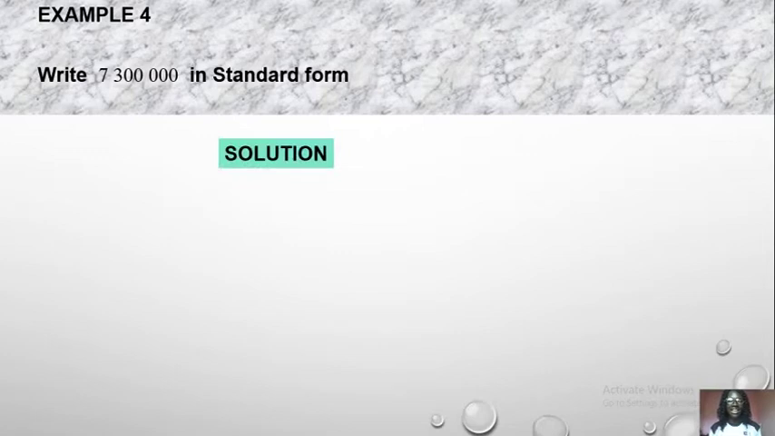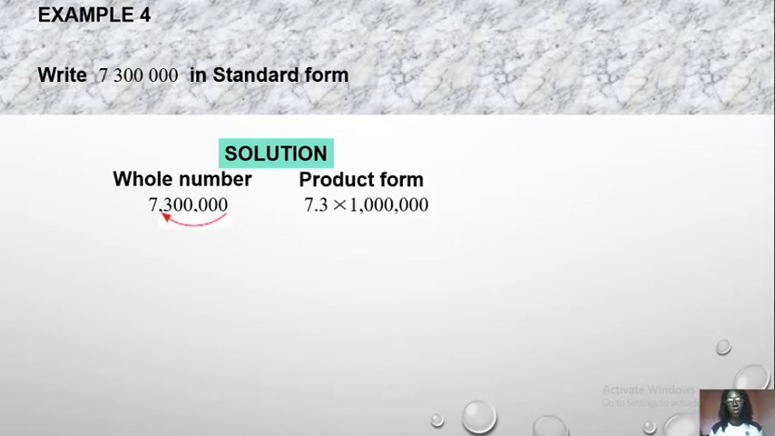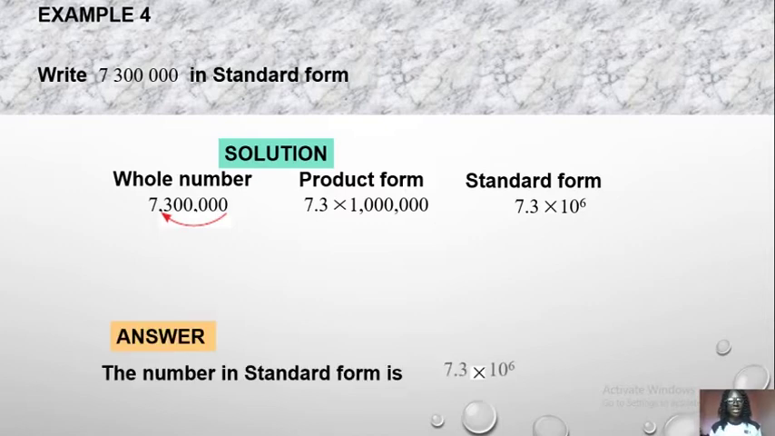Every other thing is counted as 0, meaning that we're going to have how many zeros? 6 zeros. So we have 7.3, which is our number apart from 0. We pick any number apart from 0, and everything after the first number is counted as zeros. So we have the whole number 7,300,000, meaning that we move 6 times to the left. Writing this in product form, we have 7.3 times 1 million. So in standard form it is 7.3 times 10 to the power of 6.